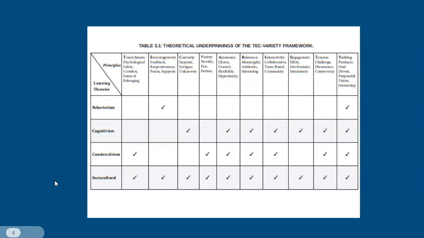And this is a table that I found very important out of the textbook, how the 4 learning theories, behaviorism, cognitivism, constructivism, and the sociocultural, apply to the TEC Variety Framework. So just by looking here, it's a very self-explanatory chart. Encouragement is under behaviorism and yielding products. As you can see, behaviorism does not have very many, while the others have quite a few. So I found this a very good visual for putting those pieces together for the learning theories and the principles of the TEC Variety Framework.